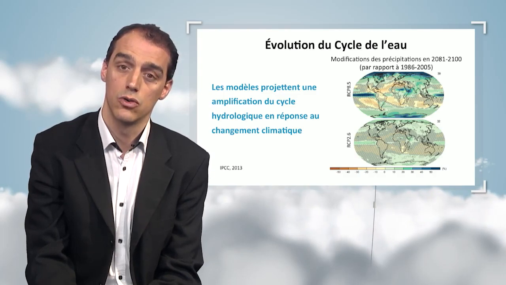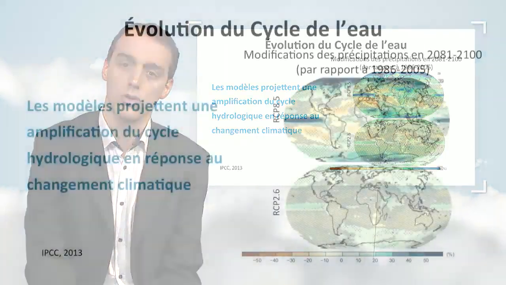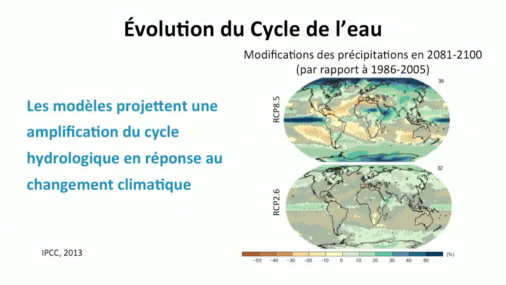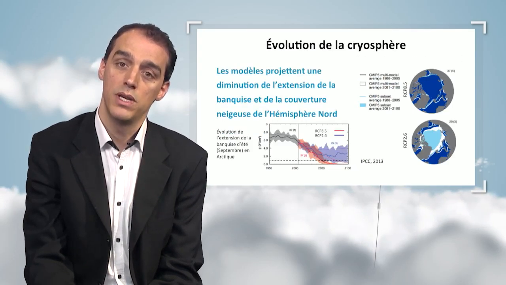Two maps show the two extreme scenarios: RCP 8.5, where gas emissions are substantial until the end of the century, and RCP 2.6, where gas emissions are decreased by the end of the century. Now, changes in the rain distribution are more obvious in terms of amplification and reduction in the RCP 8.5 scenario.